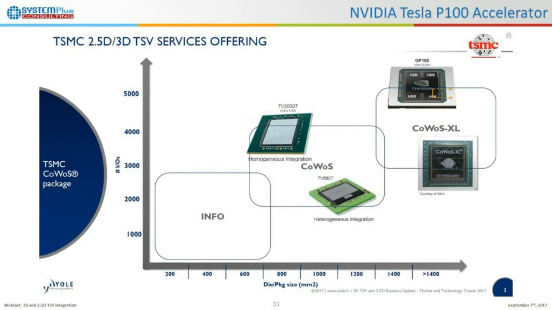As I say, the process which is used for the integration is the CoWoS process of TSMC. TSMC is providing different platforms according to the kind of packaging, package size, die size, integration, and number of IOs. Here we have a package and die size which are really large. We have an interposer which is more than 1,000 square millimeters. So the process used by TSMC here is the CoWoS XL, due to the large size and the number of I/O, which is also really impressive at this level of integration.